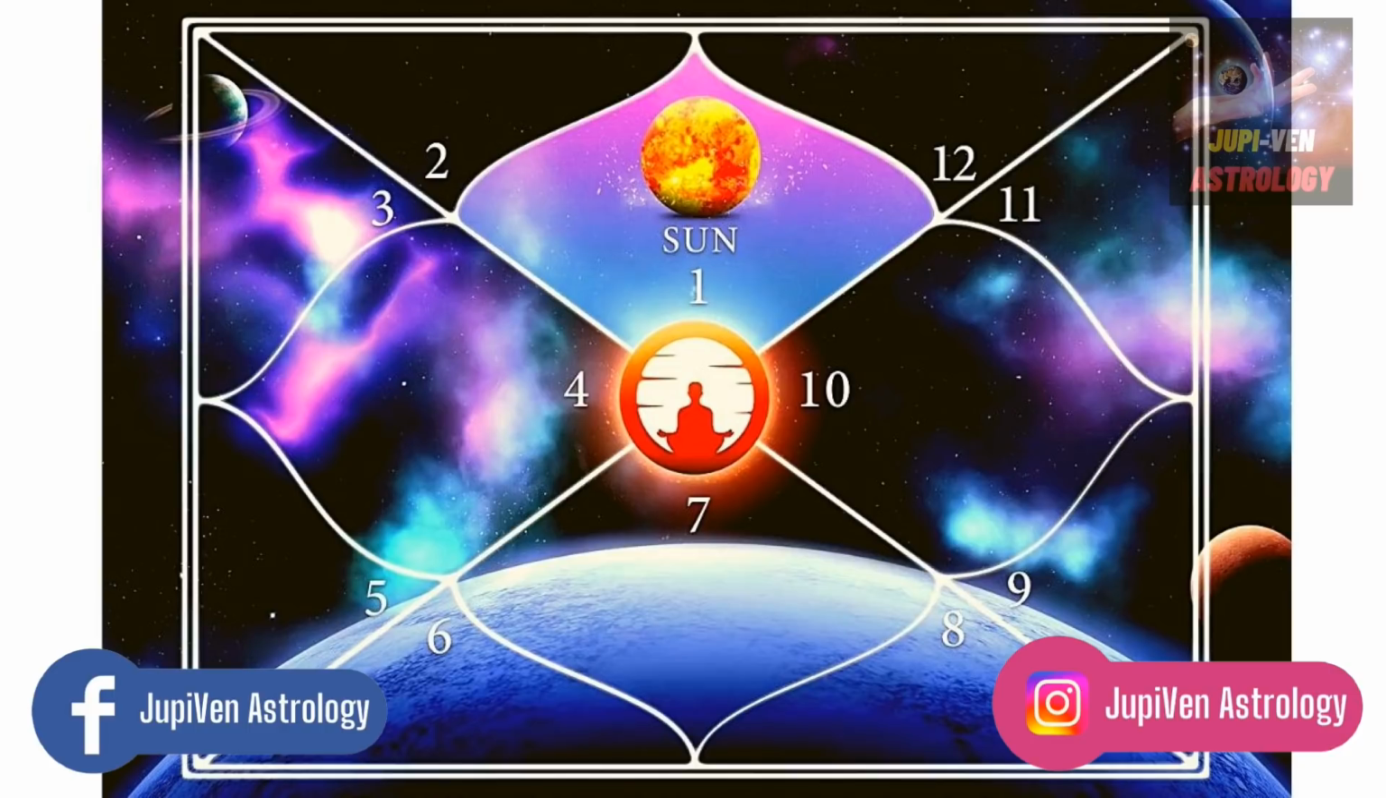Now see, when sun is placed in the first house, it shows character, or the self. So the energy of the sun in the self could be good or bad.